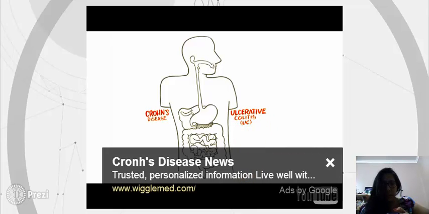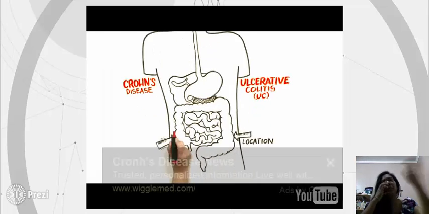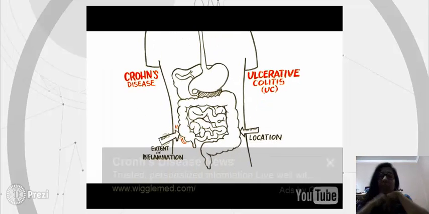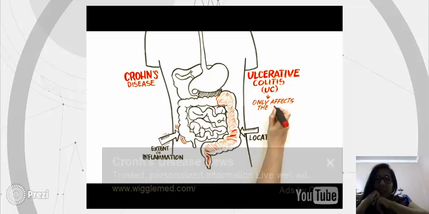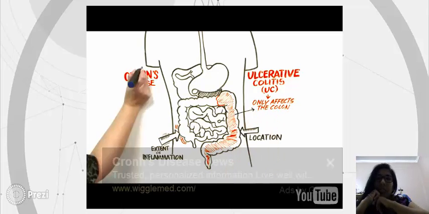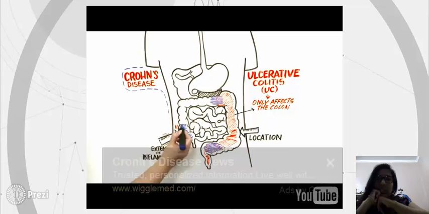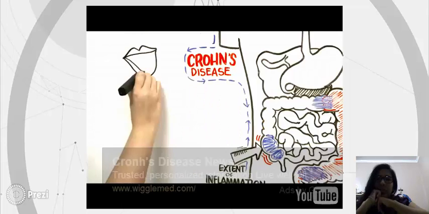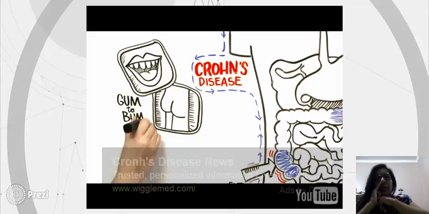The key differences are firstly the location of the inflammation, and secondly, the extent of the inflammation. Ulcerative colitis only affects the colon, or large intestine, while Crohn's disease can affect the entire digestive system, from the mouth to the anus, or as we say, from gum to bum.